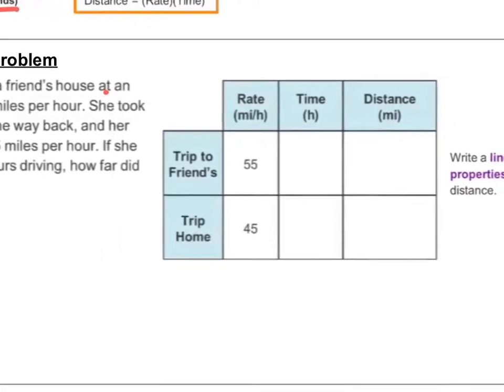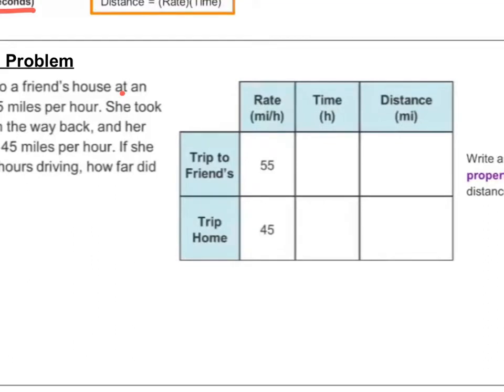Let's take a look at this table here. We have our rate in miles per hour, we have our time in hours, and then we have our distance. Remember that distance is equal to the rate times the time. So here's your r, here's your t, here's your distance. We've put in those rates, but the question is what the time frame looks like. It just says that the total trip time took 2 hours, and that includes the trip to the friend's house and the trip home.